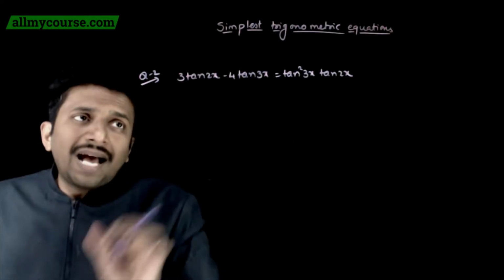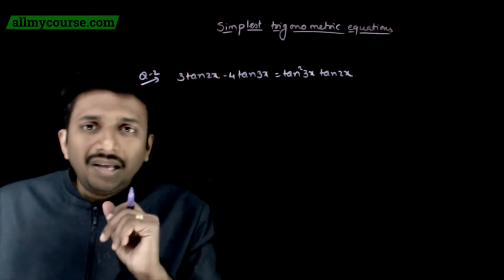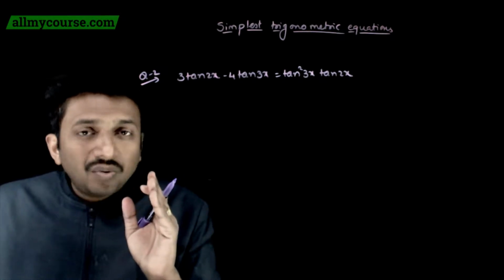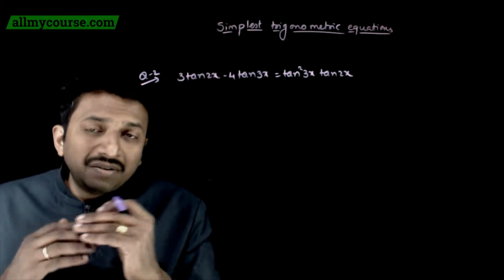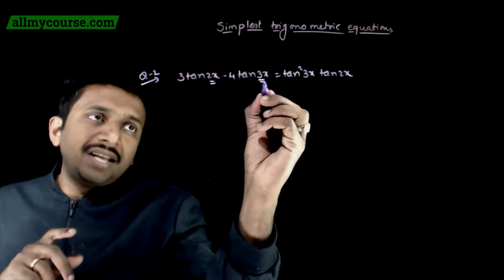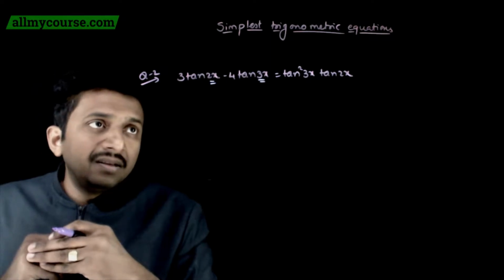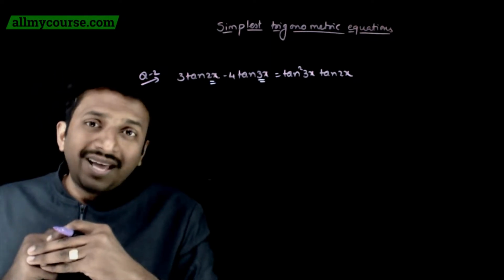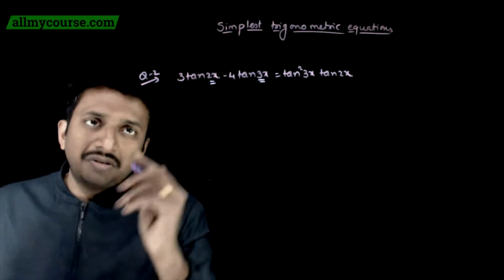So in this question, you're asked to solve this equation: 3 tan 2x minus 4 tan 3x is equal to tan²3x into tan 2x. If you observe this equation, this equation is made up of tan 2x and tan 3x. Now, how do we analyze this? What I try to do is I'll try to factorize this equation.